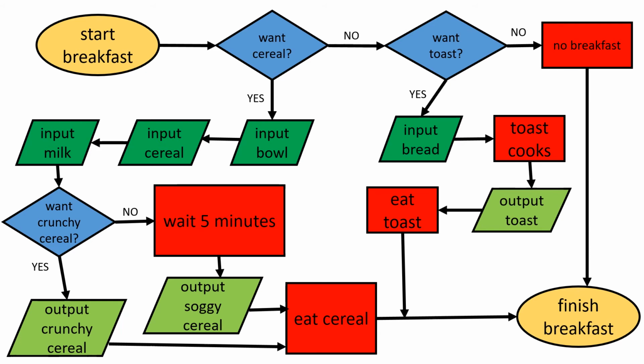If yes, then we output crunchy cereal. If no, then you wait 5 minutes, another process, to output soggy cereal, and then we eat the cereal either way. If you don't want cereal or toast, then there is a process called no breakfast, which takes us straight to finishing the breakfast we did not have.